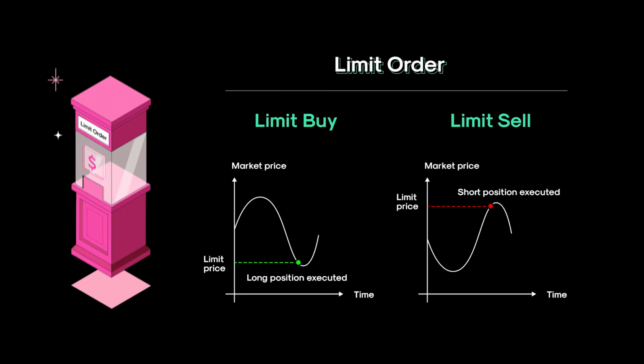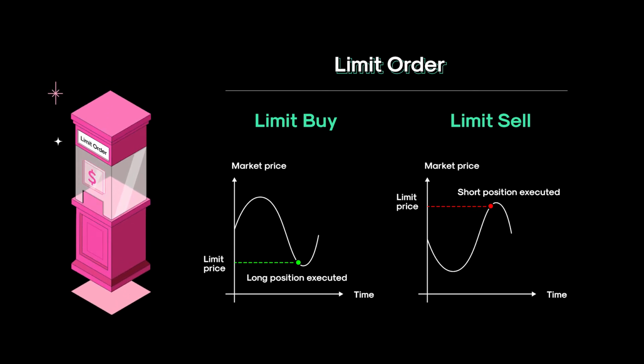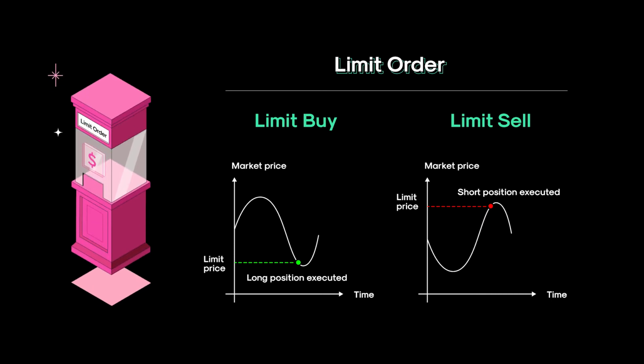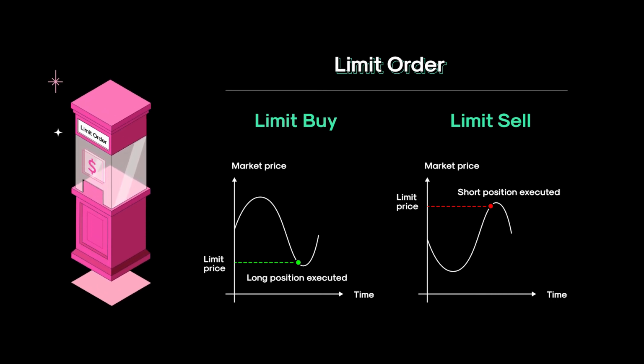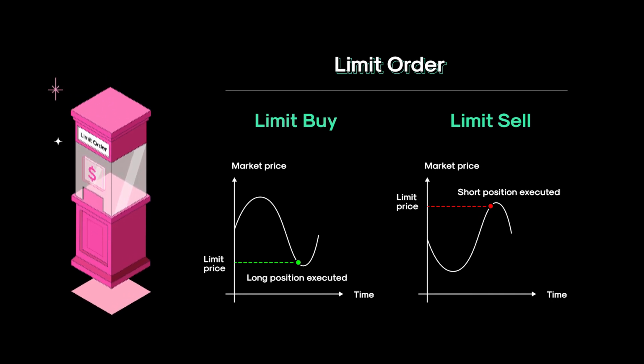So what are limit orders? Limit orders allow you to buy or sell at a specified price, known as the limit price. Once the market price of the asset reaches the limit price, the order will be executed automatically at this price or better. So for buy limit orders, it allows you to enter a limit price below the current market price, so you can buy it on a dip.